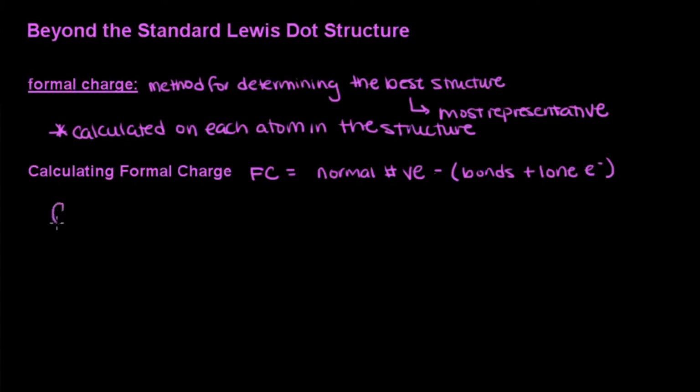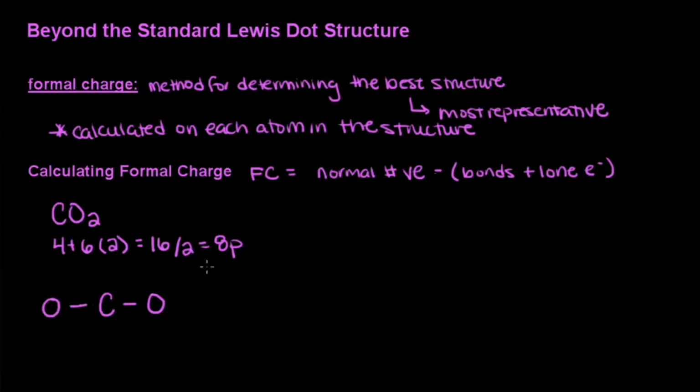Let's do an example. Let's draw the Lewis dot diagram for carbon dioxide. Normal rules. Count up your total number of valence electrons. 4 for carbon plus 6 for oxygen times the 2 in the structure is 12 plus 4, 16 electrons. Divide by 2. I'm working with 8 pairs of electrons. All right, so I'm going to put carbon in the middle because it's the least electronegative, and I'm going to connect it to an oxygen. I'm going to connect it to an oxygen.